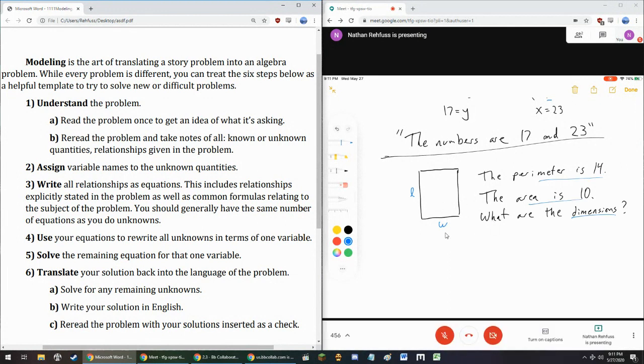Let's just go ahead and use L and W for length and width. That's pretty standard. If you prefer length and height or width and height, you can do that. Again, the names do not matter.